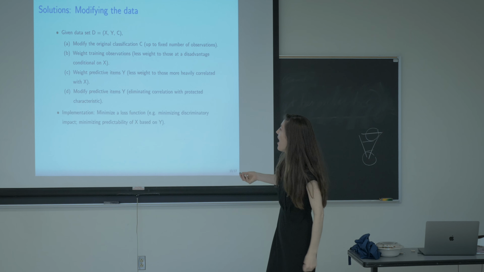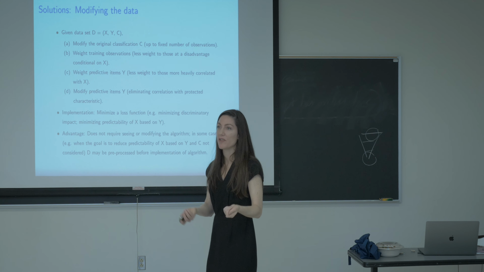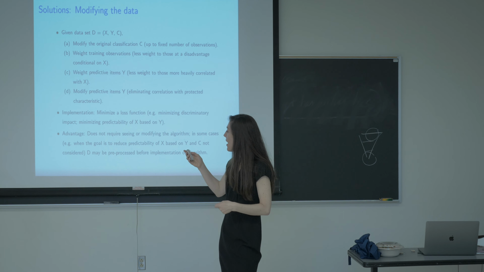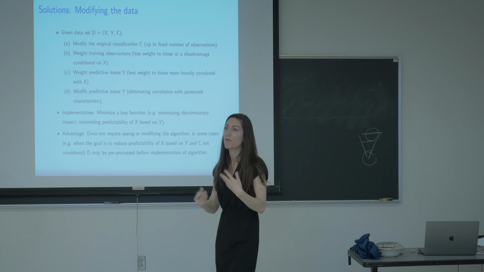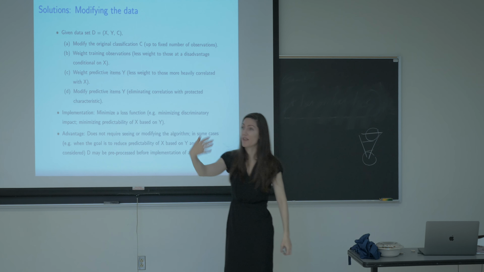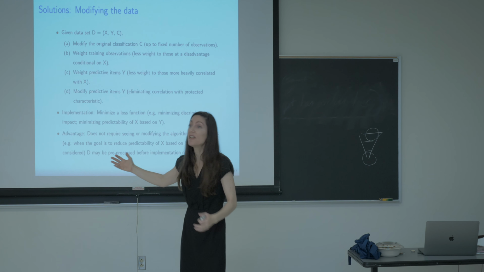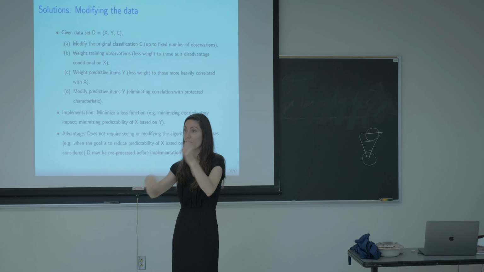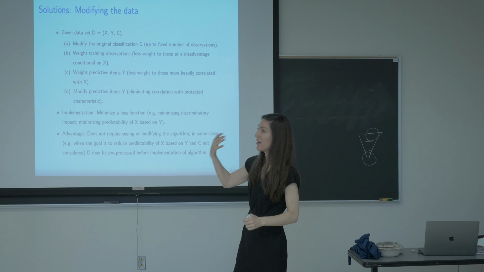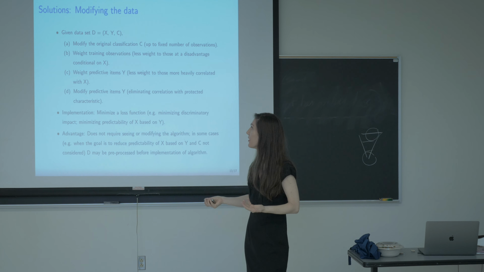Okay, sure. So again, you could write down optimization problems to implement all of these different approaches. I like option D because it does not require looking at C. If you want to modify the predictive items such that they are not predictive of the protected attribute, you don't need to look at past decisions at all. You only look at X and Y, which is nice. And you can also do that before implementing the algorithm, just preprocess the data. So I find it very convenient.